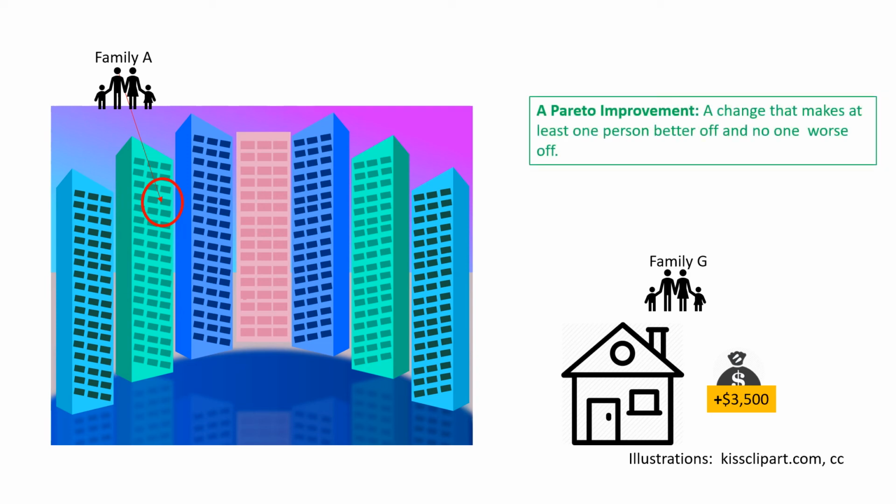The new allocation is a Pareto improvement over the old allocation in which the poor family lived in the city. A Pareto improvement is a change that makes at least one person better off without making anybody worse off.